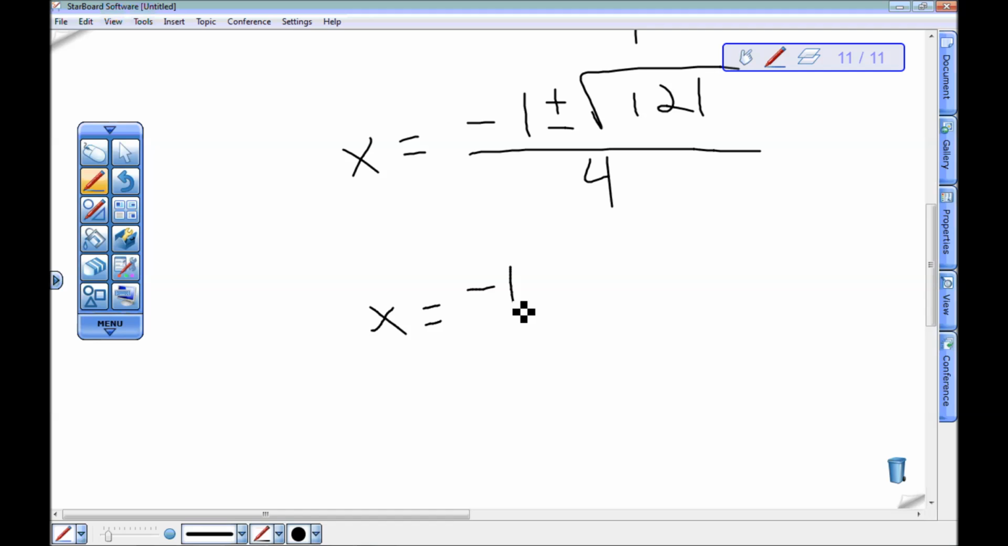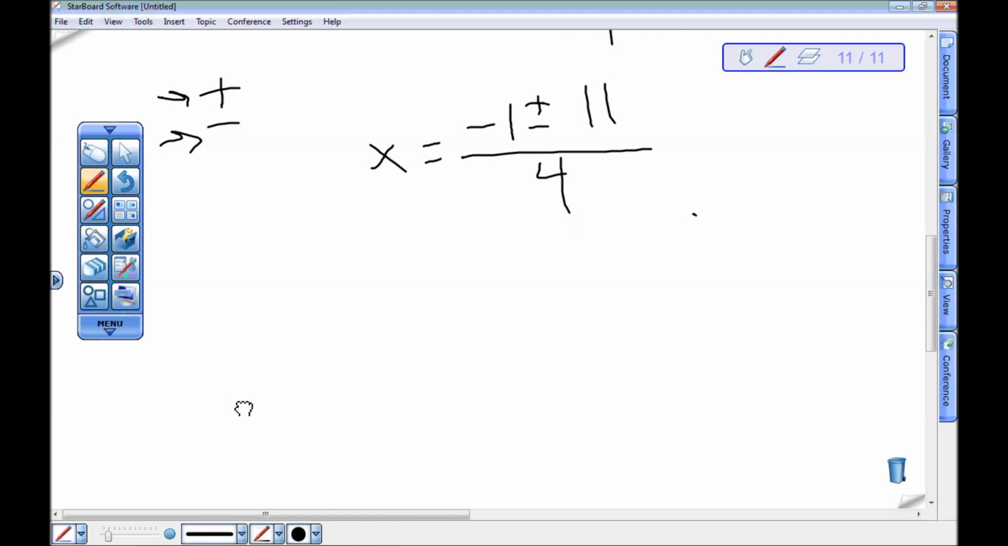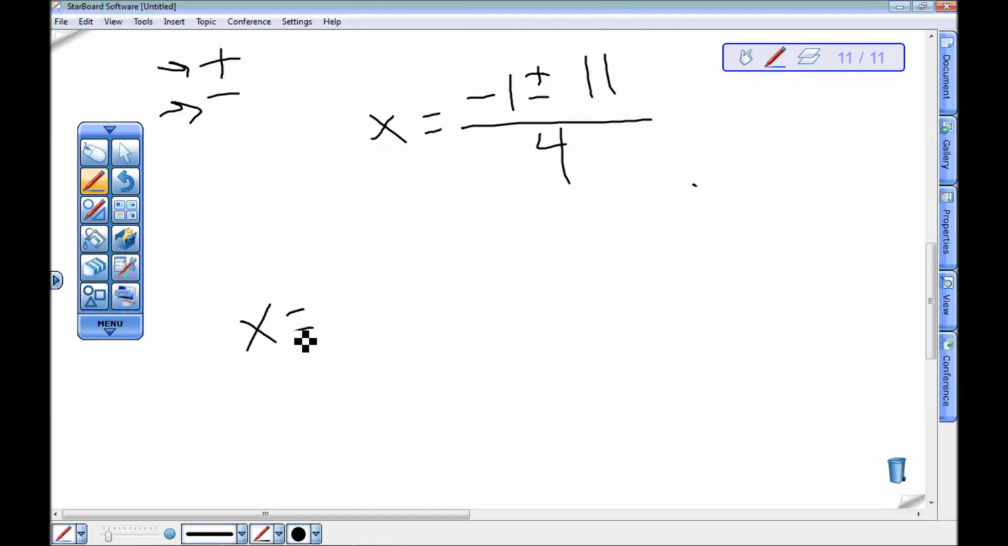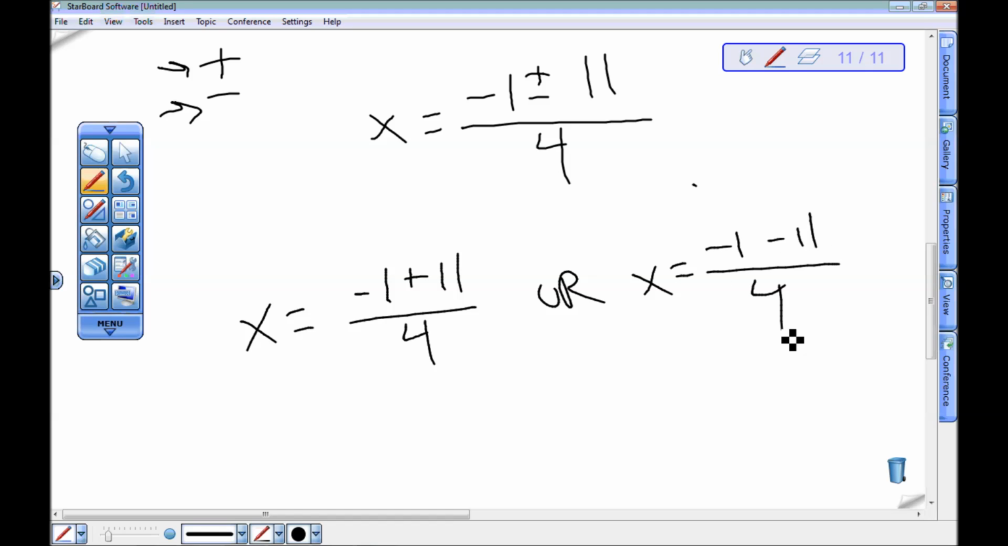The square root of 121 is 11. Okay. Now you may have been wondering what's with this plus minus thing. What is this operation? What does it do? Well, it's just shorthand for do plus one time and do minus another time. So I actually get two answers. X is either negative 1 plus 11 all over 4, or x is negative 1 minus 11 all over 4.